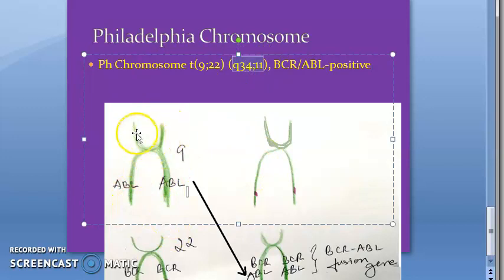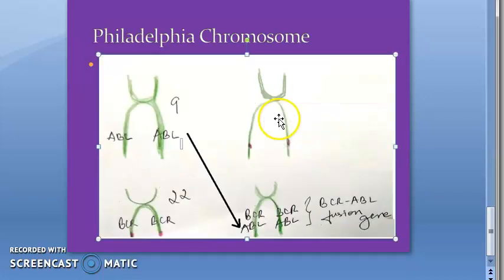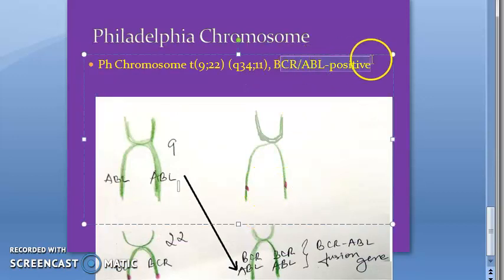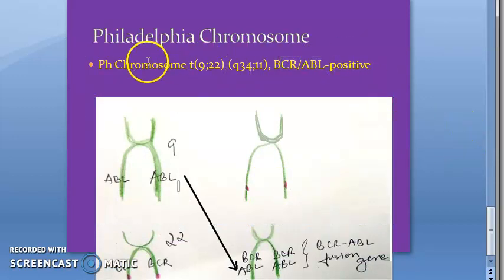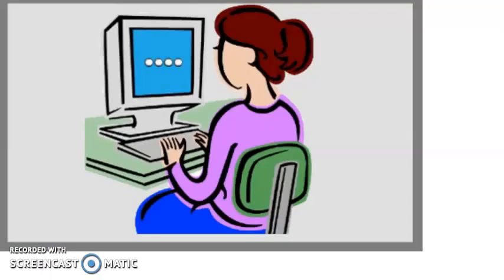P is the petite, the small arm, and Q is the long arm. So the changes are only on the long arm. Long arm 3411. Not sure what that is, okay? BCR-ABL positive. So Philadelphia chromosome. We have finished. What are we looking at? We are looking at chronic myeloid leukemia.